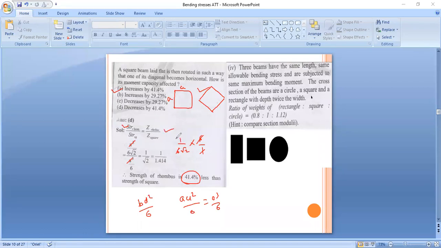After getting a ratio, we have to find out the percentage, and this percentage is 41.4%. So option A is the correct answer.